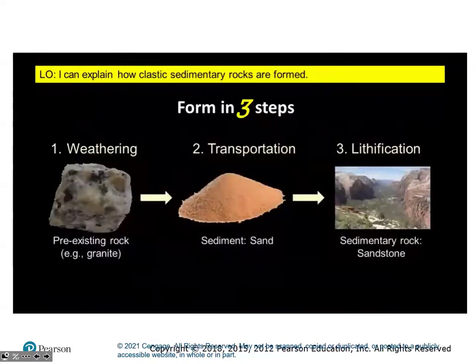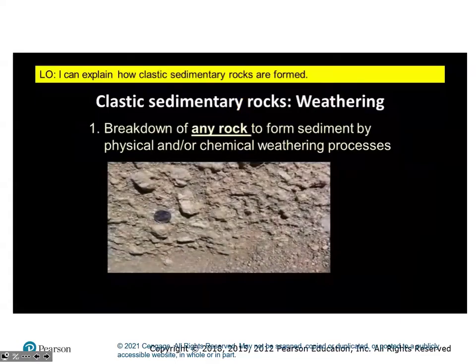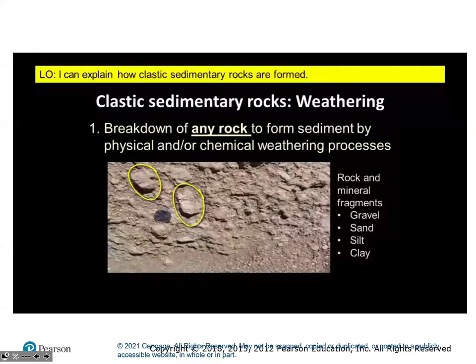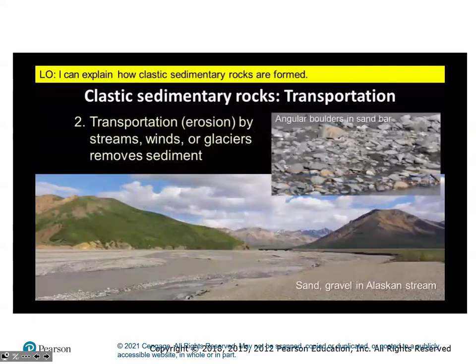So let's take a closer look at these processes, starting with the breakdown of rocks by weathering. Rocks break down on Earth's surface to form sediment. The resulting rock and mineral fragments may then be further physically or chemically weathered to form even smaller grains or other minerals. For example, individual feldspar minerals are weathered out of this igneous rock. Notice the grains of sediment at the base of the outcrop. Sediment like this is then eroded by transportation agents such as streams, winds, and glaciers. This river in Alaska is carrying a high sediment load as reflected by the muddy color of the water and the sand and gravel bars in the stream channel.